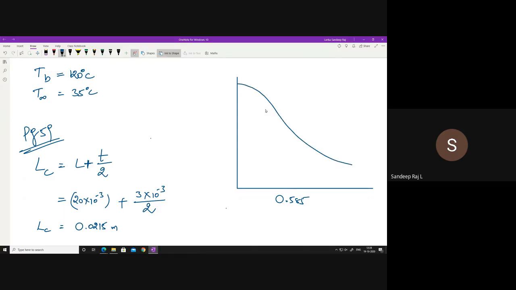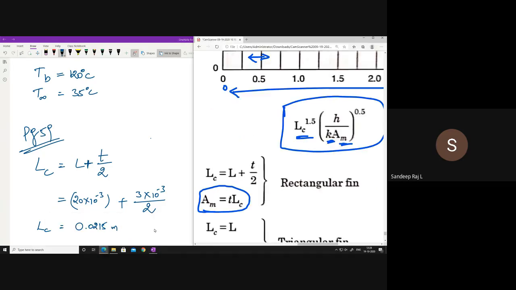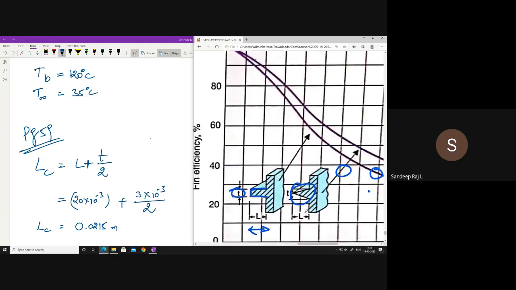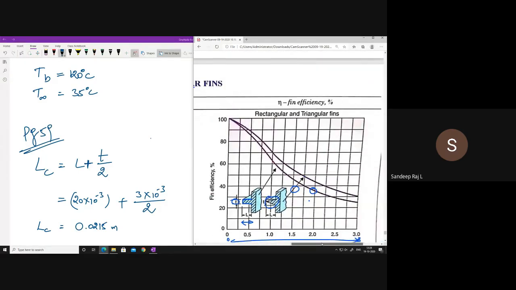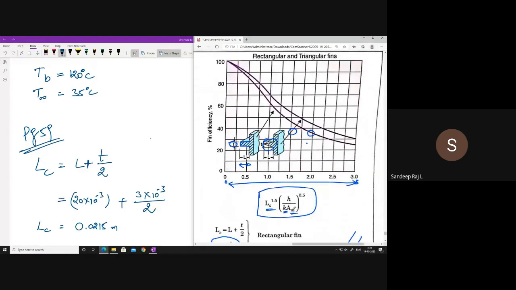What you have to do is find out the efficiency, which is on the y-axis. You find it using the graph itself. You point out 0.585 on the graph, take it vertically, and then move horizontally to the y-axis. So let me show it here. 0.585 will be somewhere around here.